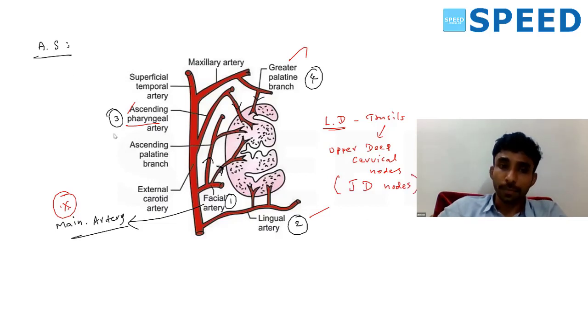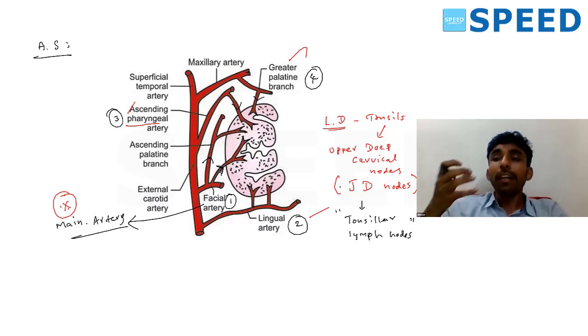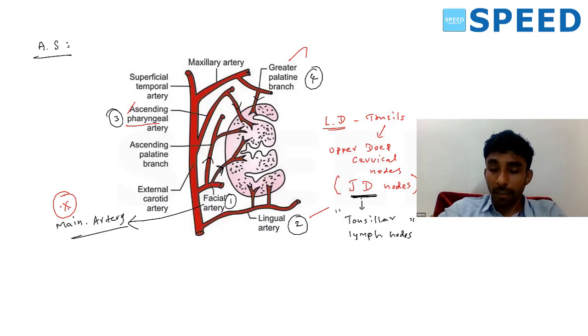That is the reason jugulo-digastric nodes are otherwise known as tonsillar nodes or tonsillar lymph nodes, because during tonsillitis these lymph nodes will get enlarged. Jugulo-digastric nodes will get enlarged during tonsillitis. Okay, so please keep in mind.